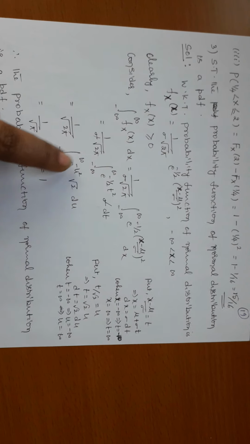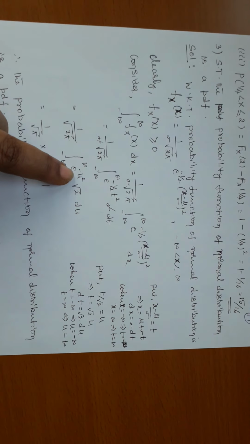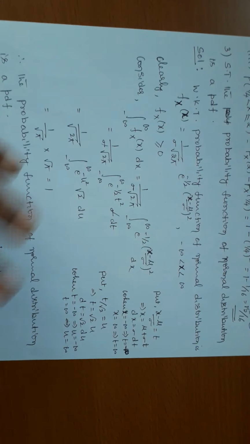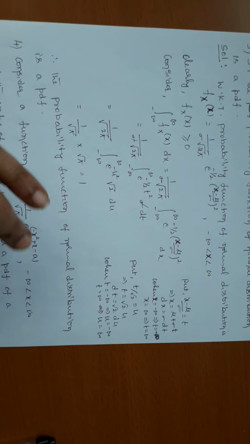We get the integral from minus infinity to plus infinity of e power of minus u square, the root 2 cancels. What about this value? It is 1. Therefore, we say that the probability function for the normal distribution is a PDF.